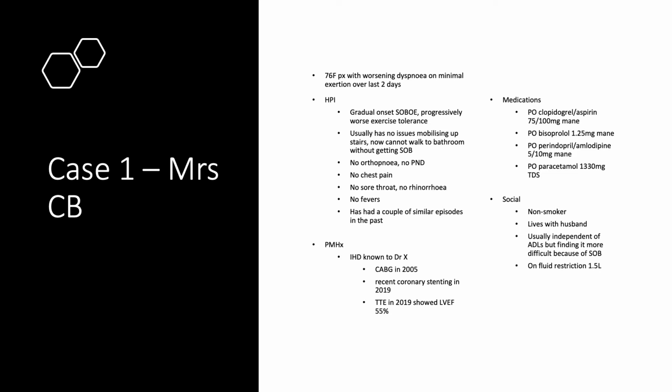In terms of her social history, she's a non-smoker, lives with her husband, so she's got some support at home, and is usually independent of her activities of daily living, but is finding it more difficult because of the shortness of breath, and that's quite important to ascertain how her presentation is affecting her quality of life. And she is on a fluid restriction at home, 1.5 liters.